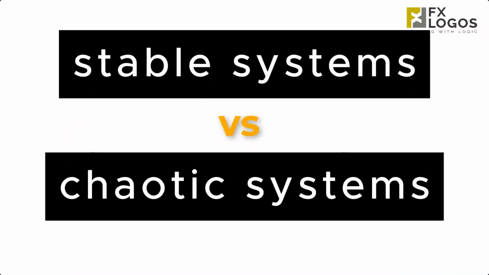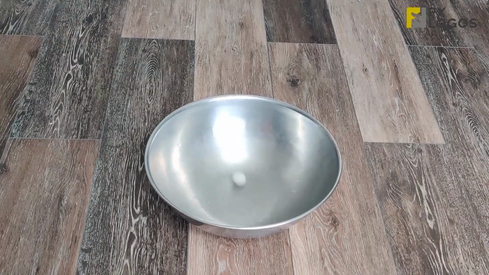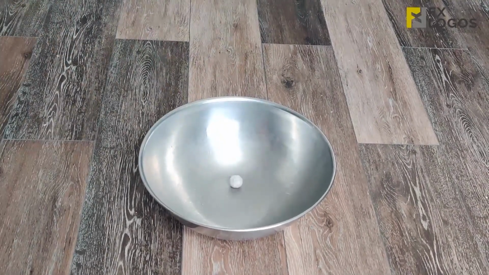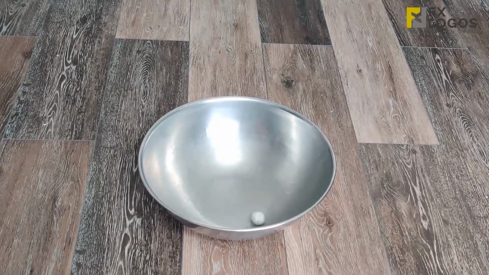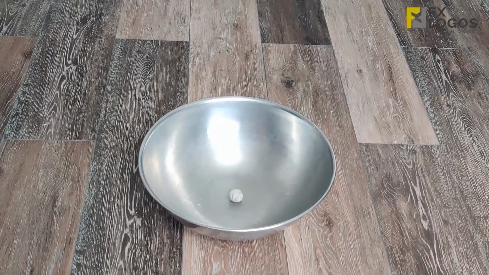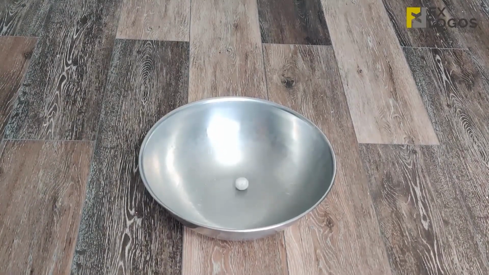There are two types of systems, stable systems and chaotic systems. This is a ball, and let's say I drop this ball into the bowl. It may hit any side of the bowl first, but eventually it will roll towards the center of the bowl and come to a stop there. And this happens because of its structure. And it will be like this in the end, even after several attempts. This is what would be known as a stable system.